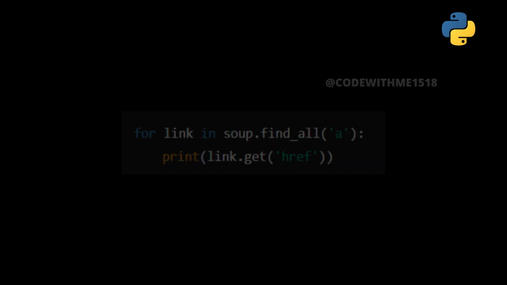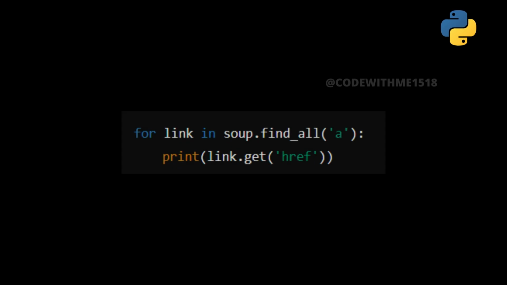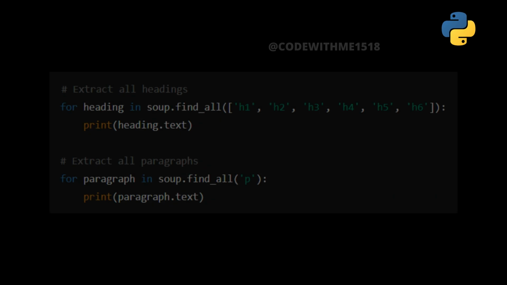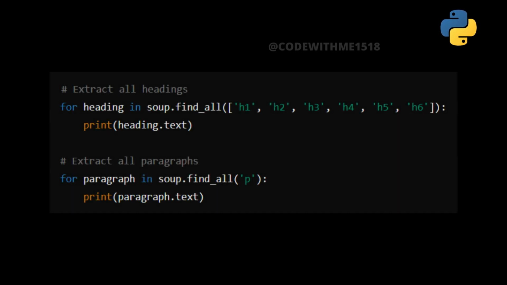Now, let's extract specific elements from the HTML. For instance, let's say we want to extract all the hyperlinks from the page. In this example, we use the find_all method to find all <a> tags, which represent hyperlinks, and print their href attributes. You can also extract other elements like headings, paragraphs, or images using similar methods. These methods allow you to target specific elements and extract the data you need from the web page.